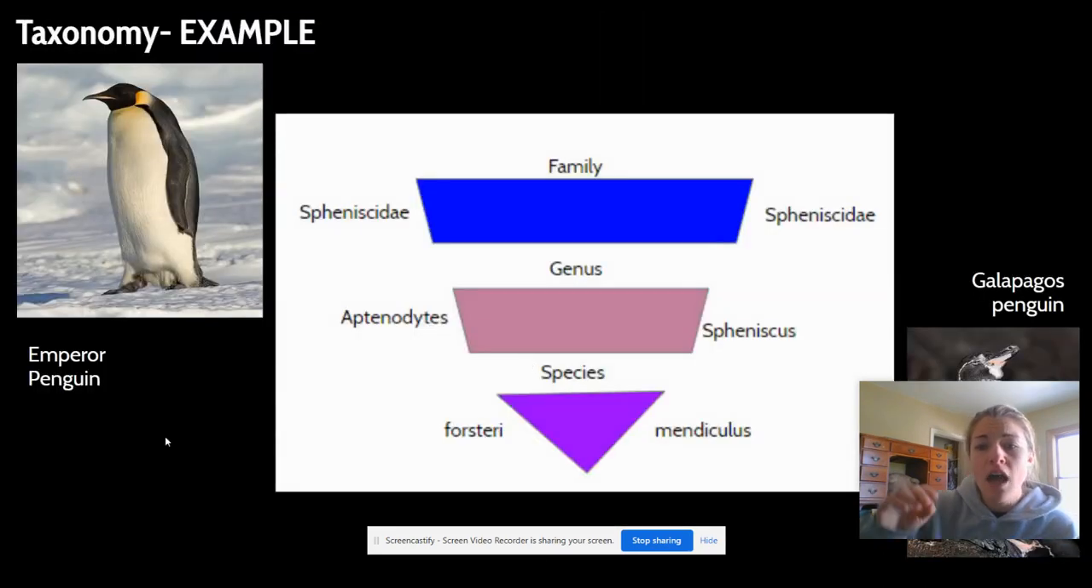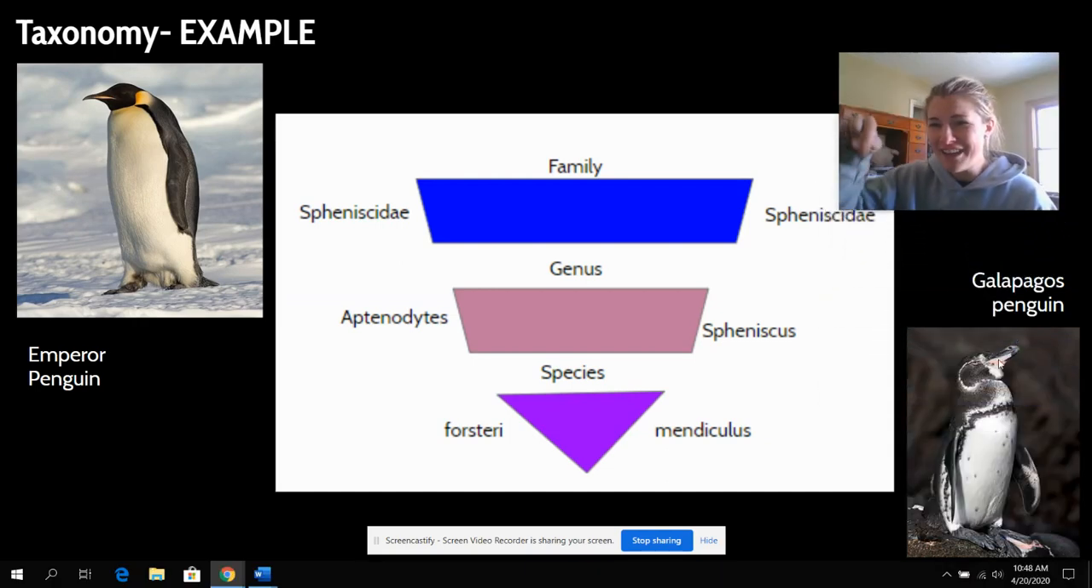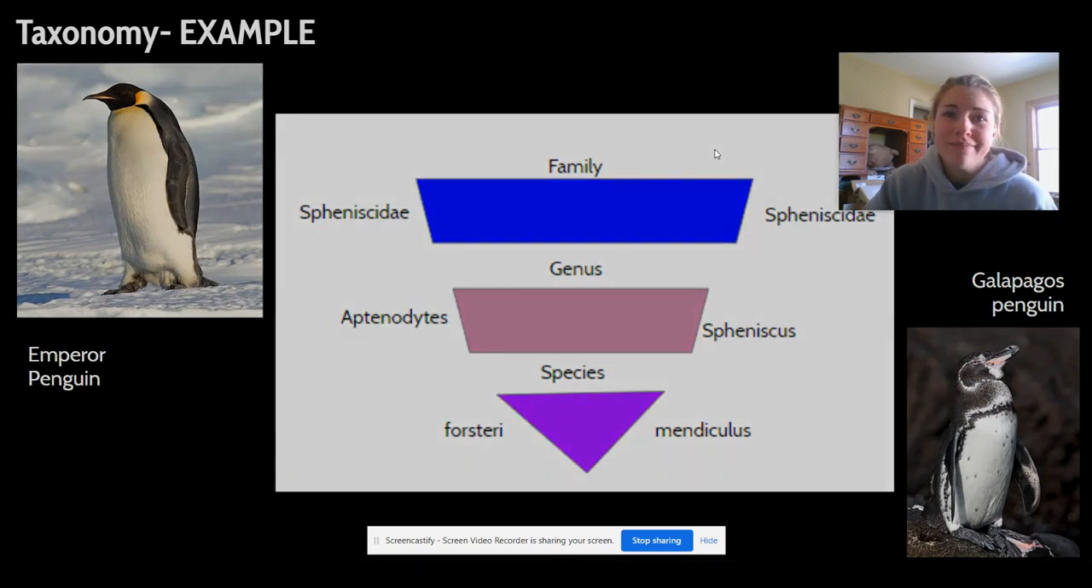So when we're looking at this, all of the different penguins are in that same family, but then we get more and more specific as we go down. So for instance, we have the emperor penguin up there in the corner, and then underneath my face, I'll move myself, we have the cute little Galapagos penguin underneath, and these are different genera and they are different species. So the scientific name for the emperor penguin would be Aptenodytes forsteri, and the Galapagos penguin would be Spheniscus mendiculus. Scientific names are very, very hard to say. And even with anything in science, different people say them differently. So, as long as you know.